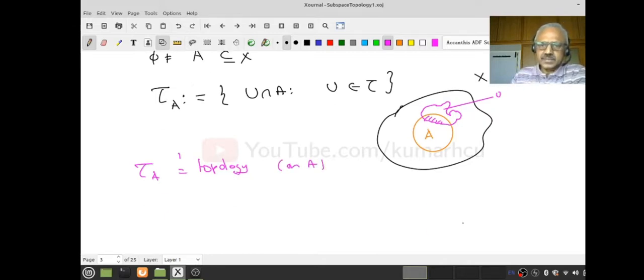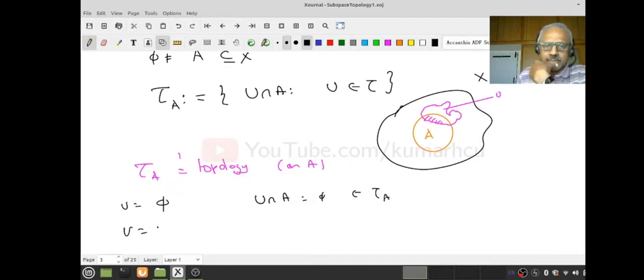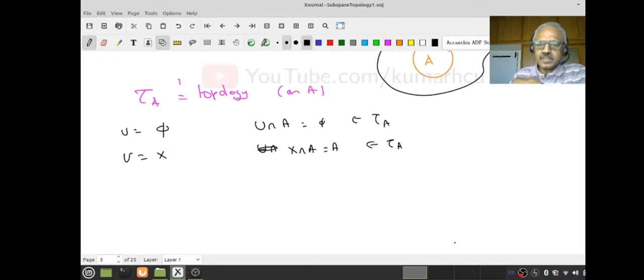That's very easy, because why? Take the empty set, take U equal to the empty set, therefore U intersection A will be the empty set that belongs to tau_A. And take U equal to X, that is in tau, therefore X intersection A will be A, because A is a subset, that belongs to tau_A, right?